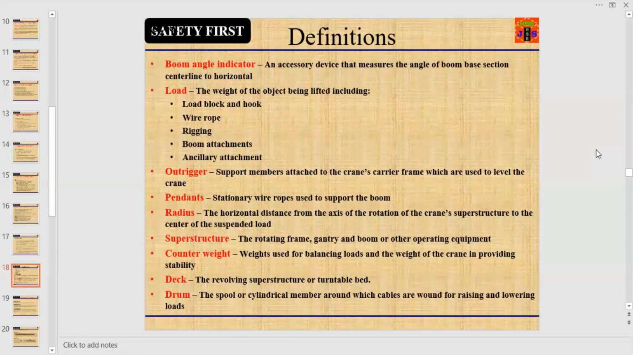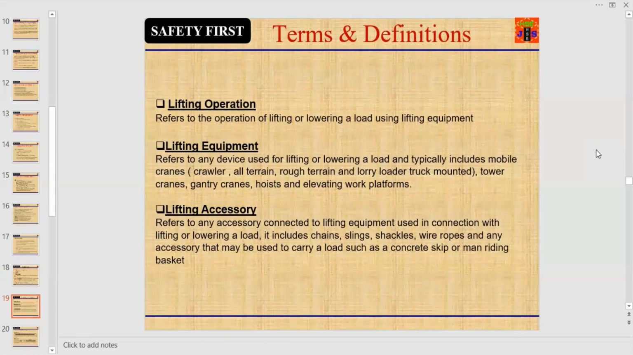What is a counterweight? Weights used for balancing loads and the weight of the crane in providing stability. What is the meaning of deck? The revolving superstructure or turnable bed. What do you understand by drum? The spool or cylindrical member around which cables are wound for raising and lowering loads. That is called drum. Do you know what is the meaning of lifting operation? Lifting operation refers to the operation of lifting or lowering a load using lifting equipment.